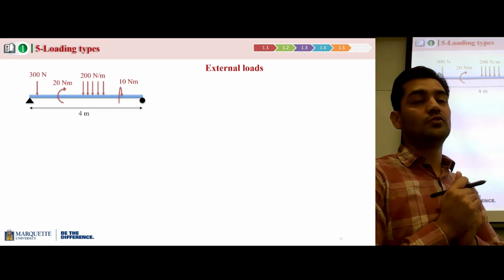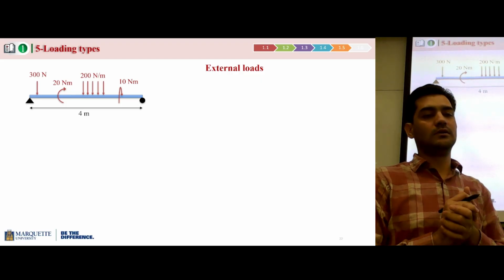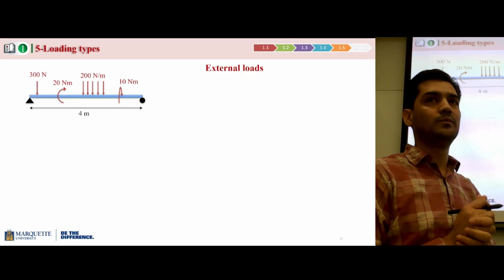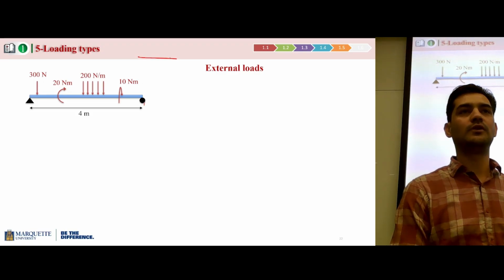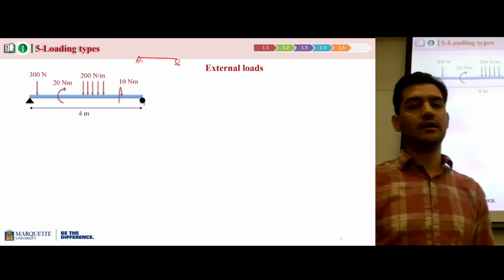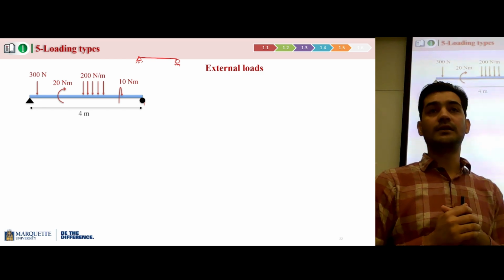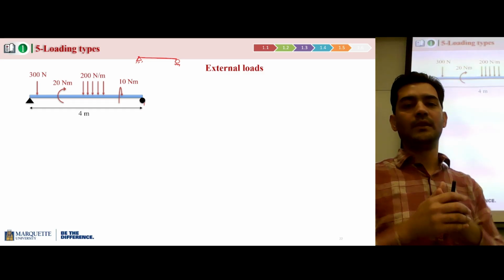So what is an external load? External loads are loads which are being applied onto an object or a body. So for example, in this example, we are talking about a simply supported beam. A simply supported beam is also an idealization of an actual beam. A simply supported beam is a beam that has a pin joint at one end and a roller joint at the other end. External loads are loads which are being applied on top of that simply supported beam.